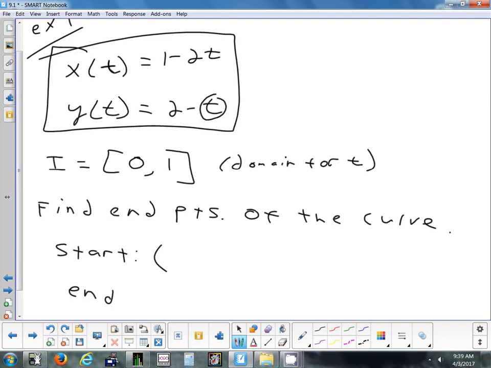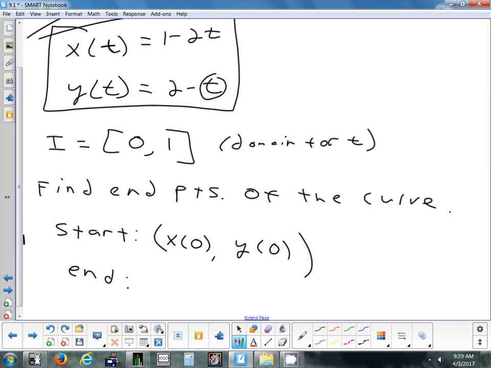In the interval, what number is going to control where my parametric curve starts? 0. So if I plug 0 into the formula for x's, I'll figure that out in a second, and then I'm going to plug 0 into the formula that's giving me the y's. What value is going to control where the curve stops? 1. And I need to plug that in for t in the x formula, and I need to plug that in for t in the y formula.